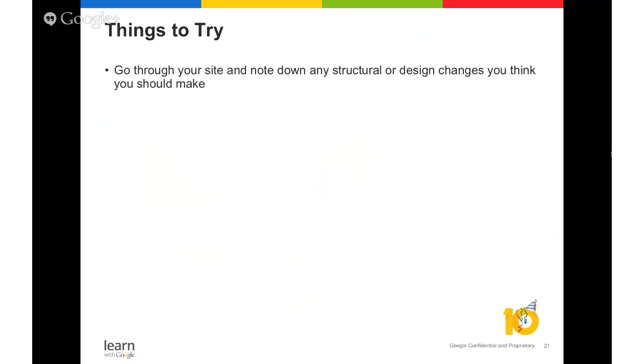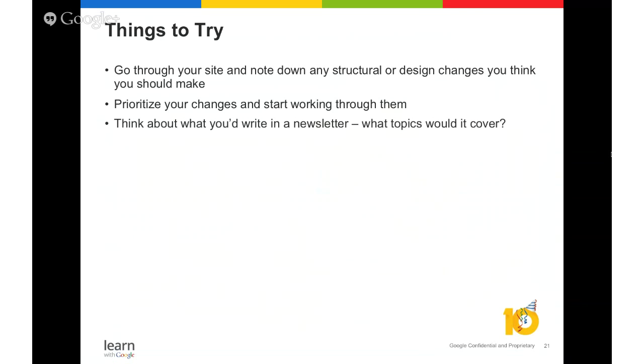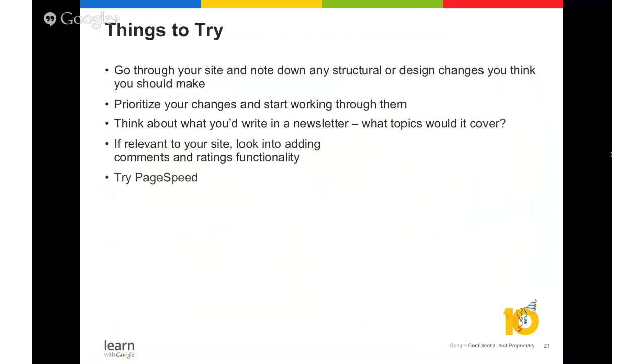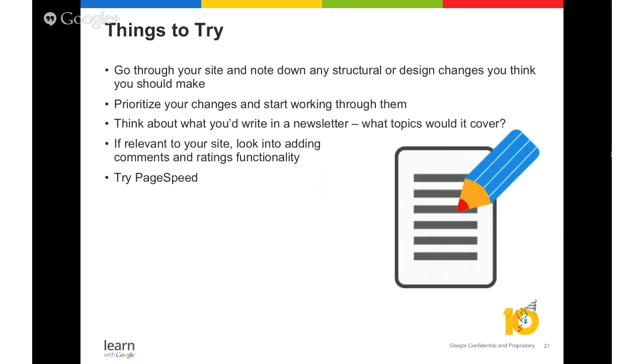So when it comes to things to try, hopefully throughout this session we've brought up some new things you haven't thought of, and also maybe just emphasized things you have been thinking about before and just given you more incentive to really try them. So, go through your site, note down any structural or design changes you're thinking about making, and then think about the potential impact of these changes and use that to prioritize them and start working through them.